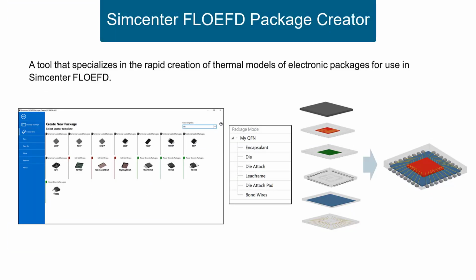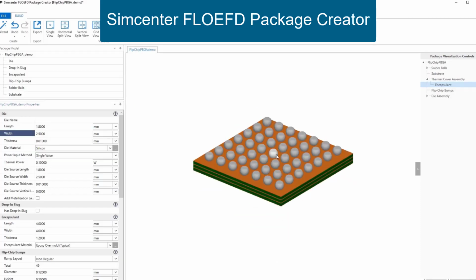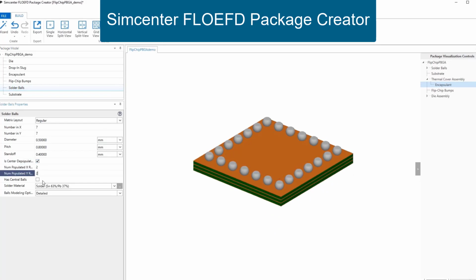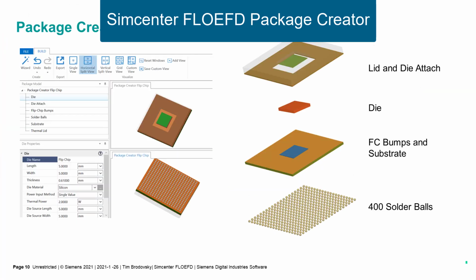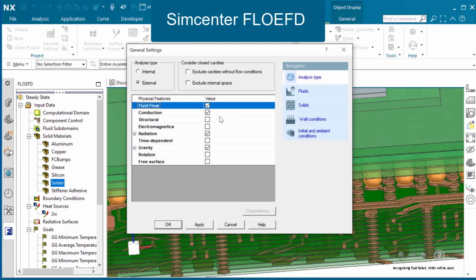FLOEFD's Package Creator is a tool that allows you to quickly create a detailed thermal simulation ready package. Here we see the start templates for different types of packages and how easy it is to modify a package. In this specific workflow, we use a flip chip ball grid array with 400 solder balls and an aluminum thermal lid. In Simcenter FLOEFD, we create the project with convection, conduction, radiation, and gravity turned on.